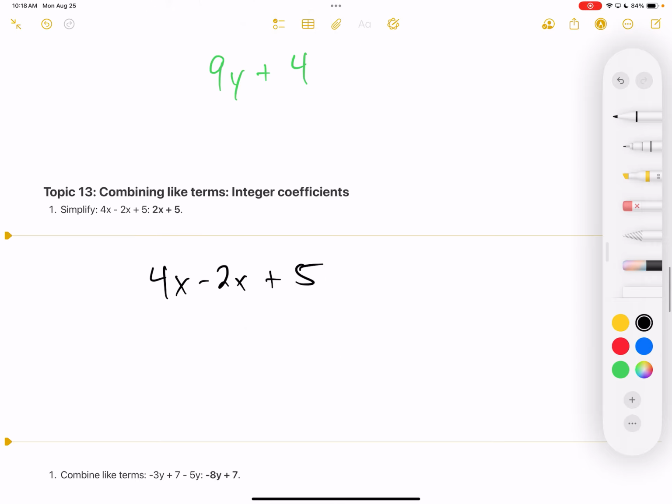This one's not much different. It just starts throwing in some negatives in there. So I have 4 x's, and I take away 2 of those x's, so I end up with 2 x's. And again, the 2 has an x and the 5 doesn't, so the 5 stays by itself.